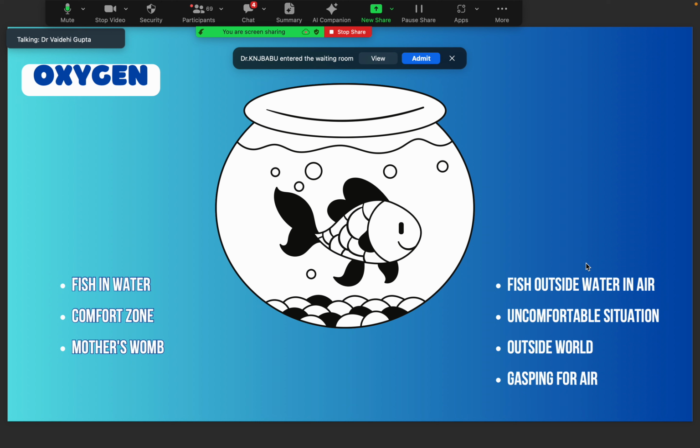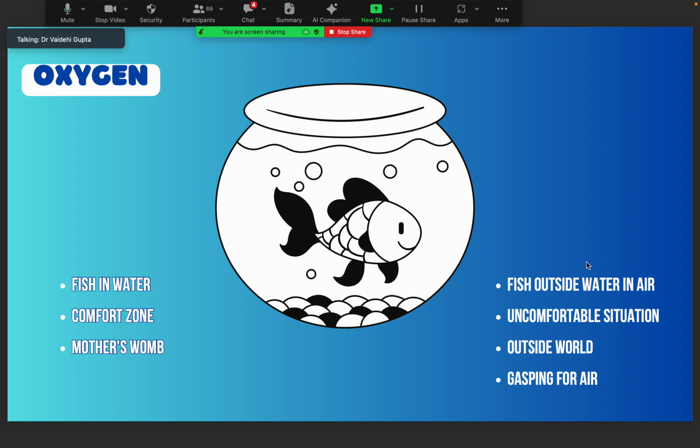Column 16, oxygen. Oxygen is like a fish outside a bowl. They will just move rapidly. They just want to gasp for air. Earlier it was in a mother's womb, now they are in the outside world. So it is like a fish in water earlier, now they are like a fish outside the water, in air. Earlier it was a comfort zone in the mother's womb, now they are in an uncomfortable situation.